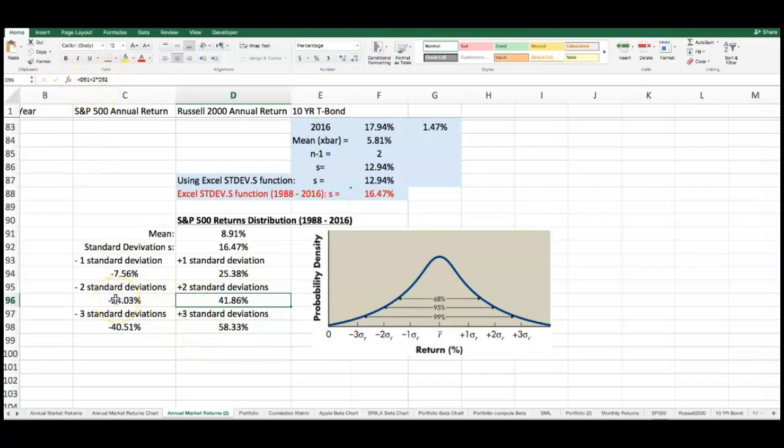So that range of -2 standard deviations, +2 standard deviations around the mean of 8.91%, 95% of the time we expect it to be between -24 to a positive 42%. And then we expect ±3 standard deviations. That's looking over here at our chart here, that's 99% of the time. So 99% of the time we would expect the returns on the S&P 500 to be between a -40% and a positive 58.33%, ±3 standard deviations.